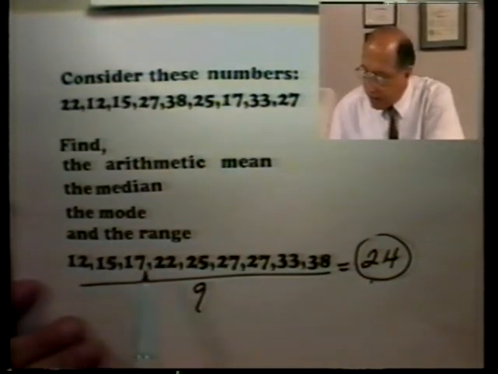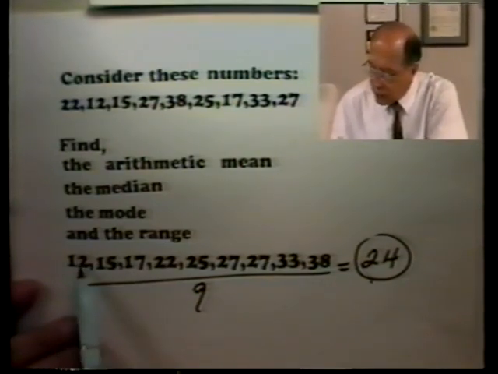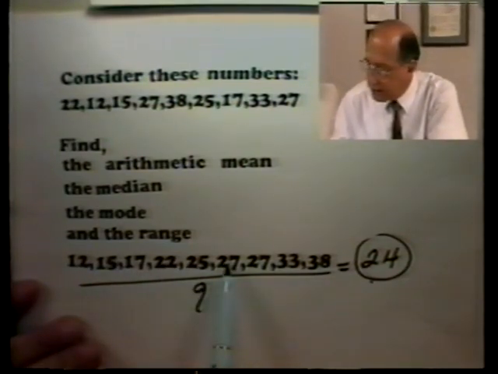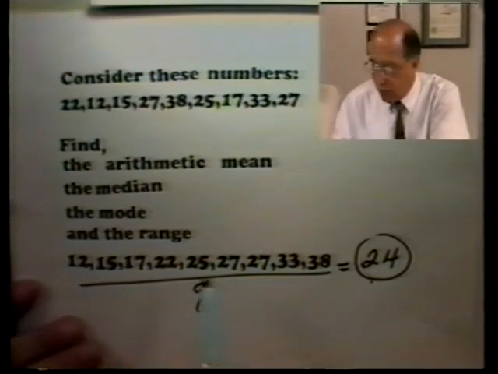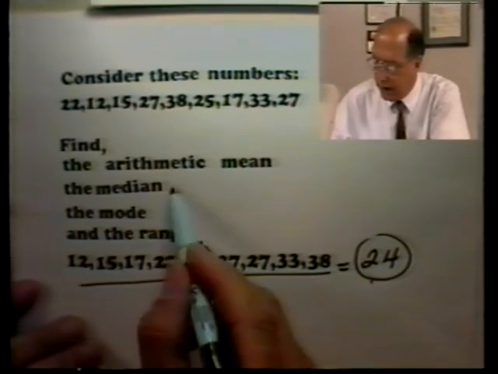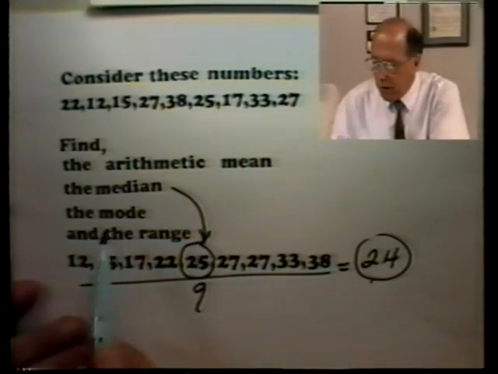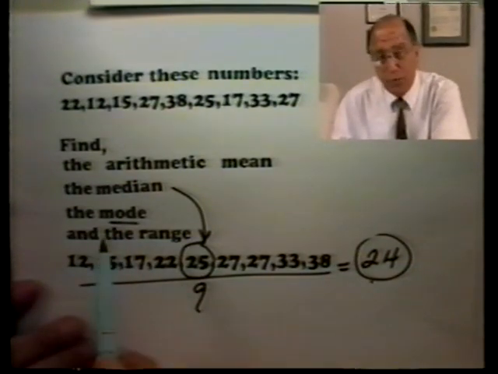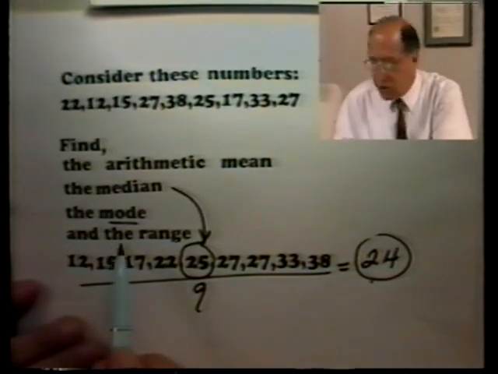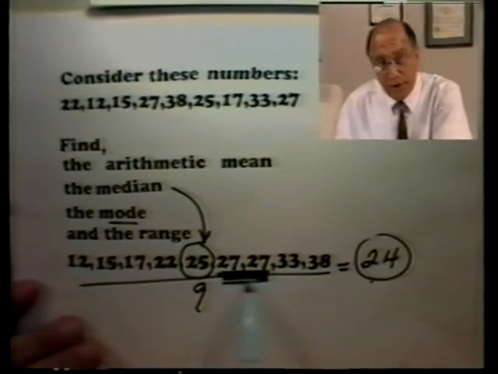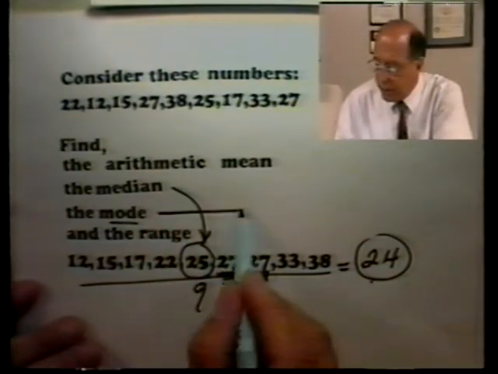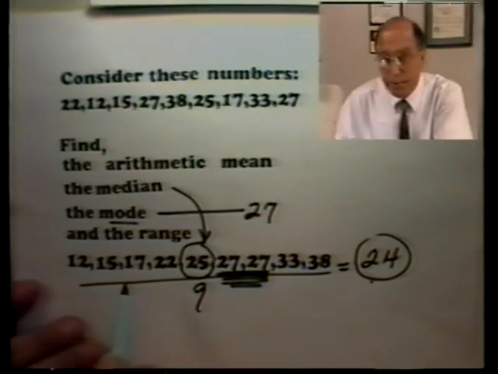Now, can you look here and find the median? Well, that's 1, 2, 3, 4, 5, 6, 7, 8, 9 scores. So the middle one will be the fifth one. 1, 2, 3, 4, 5. That's called the median. What about the mode? Now the mode, we said, is the one that appears the most. And notice the one that appears the most is 27. So 27 is the mode.